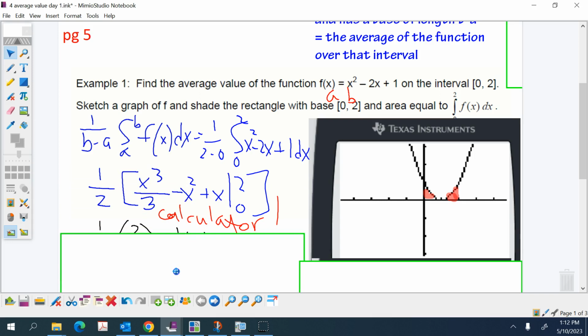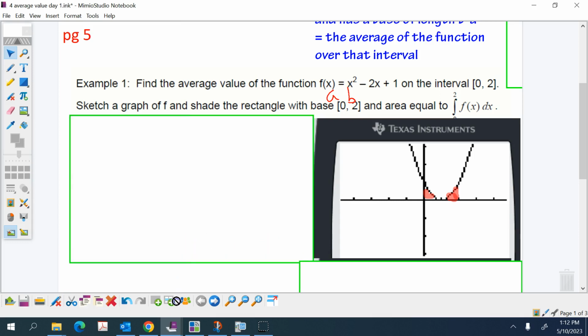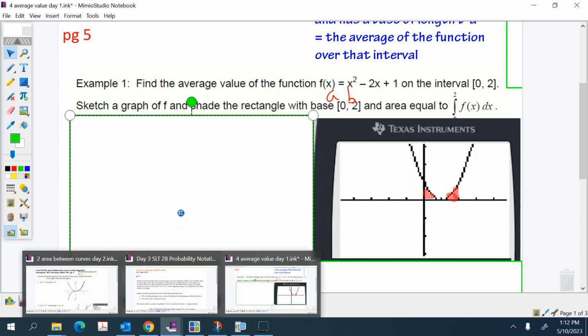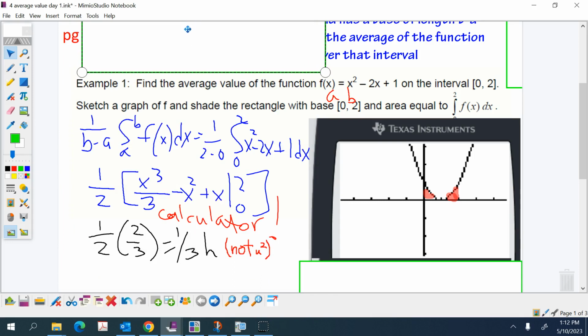So this is what it would look like on your paper. But notice how I put the word calculator in red. Let the calculator do the heavy lifting. So it ends up being 1/2, which is 1 over 2 minus 0, times 2/3. That's what your calculator is going to show as the area under the parabola, between the parabola and the x-axis. And you're going to say the height of the rectangle is 1/3.